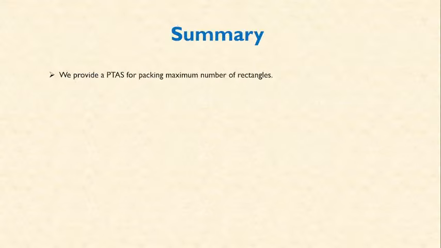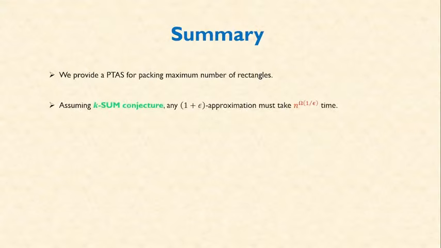So summarizing, we provide a PTAS for this rectangle knapsack question, and the only bad thing about our algorithm is that the running time is super high. It's n to the power some function of epsilon. However, it turns out that if you assume the k-SUM conjecture to be true, which is one of the fundamental conjectures in fine-grained complexity, then we establish that any PTAS must take n to the power omega of 1 by epsilon time. So in fact, there is not much hope to get fast algorithms for knapsack.